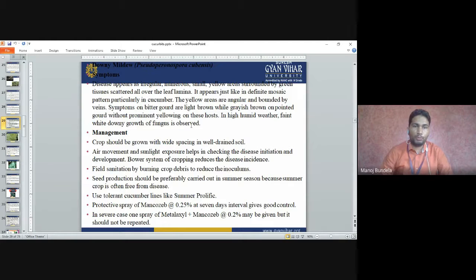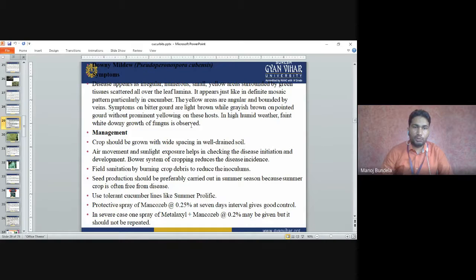Management: crops should be grown with wide spacing in well-drained soil. Air movement and sunlight exposure help in checking disease initiation and development. The bower system of cropping reduces disease incidence, because the plant will not touch the soil. Field sanitization by burning the crop debris reduces the inoculum. This inoculum is present in the soil, so what we have to do is field sanitization, which means we have to expose the soil to sunlight.